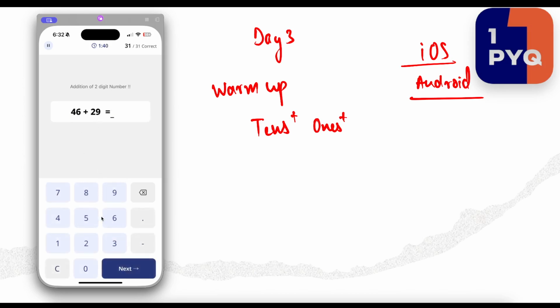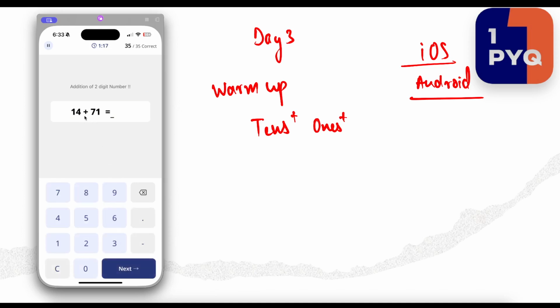4 plus 2 is 6, 6 with 15 is 75. 4 plus 7 is 11, 11 with 13 is 123. 3 plus 9 is 12, 120 plus 1 is 121. 7 plus 1 is 8, 80 plus 11 is 91.